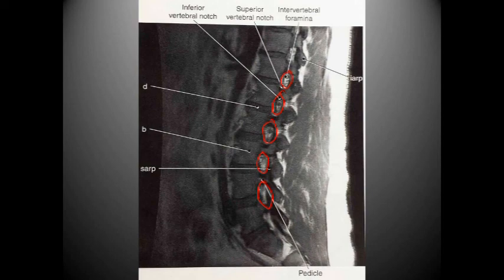Here we have the vertebral bodies and the intervertebral disc. We do have the anterior longitudinal ligament running down. Here we have the L5-S1 joint space, which is a common site for vertebral herniation or vertebral disc herniation.